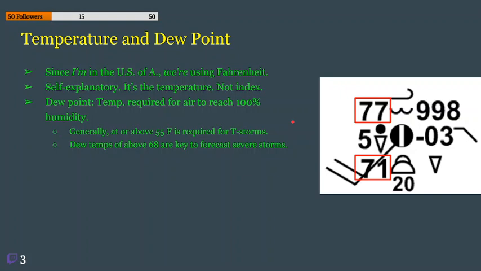Recently I had a big severe band come through. However, of course, it went just around us on both sides. But that day, our dew point was, I believe, like 74. It was very high. 71 is a very high dew point.